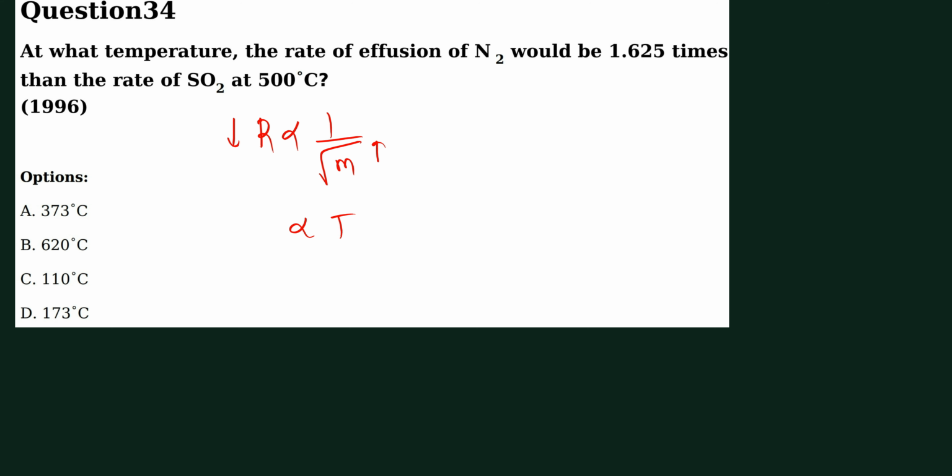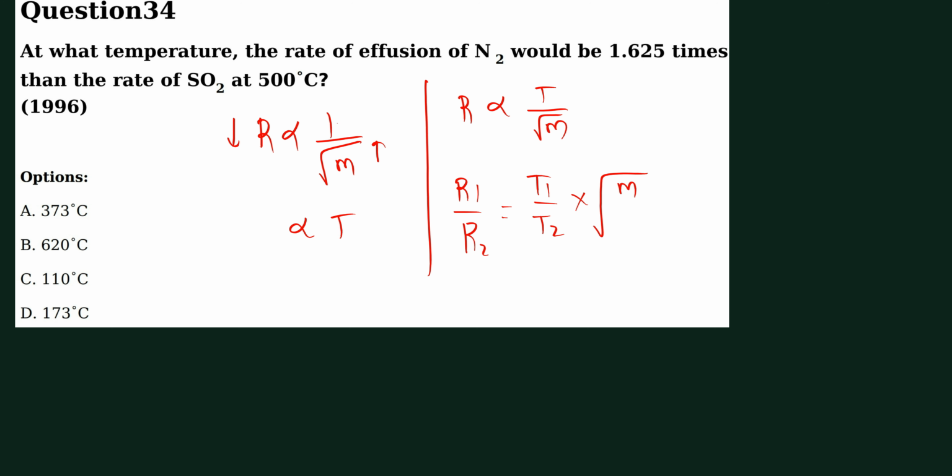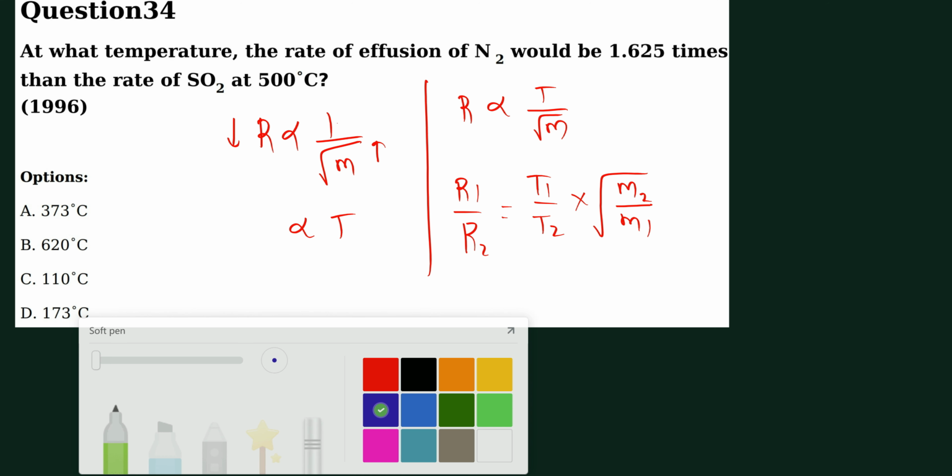Rate of effusion or diffusion is inversely proportional to the square root of mass and directly proportional to temperature; when you combine these two, you get rate of effusion is directly proportional to T by root over m. So R1 by R2 equals T1 by T2, it is directly related, but mass is inversely related, so this will become root over m2 by m1. Okay, and what are the given things we have here?